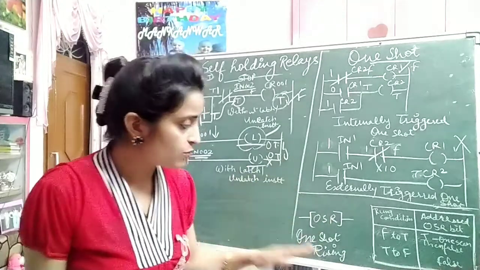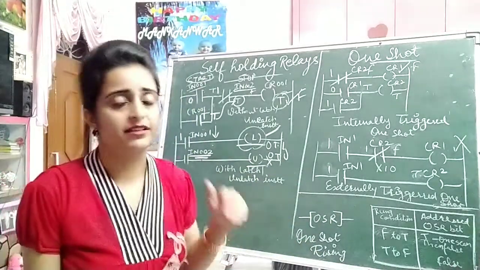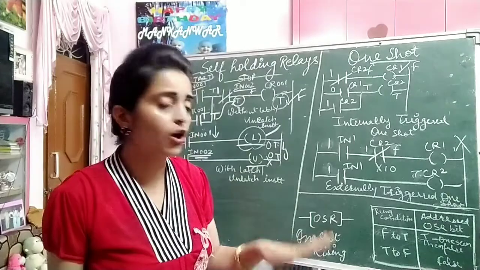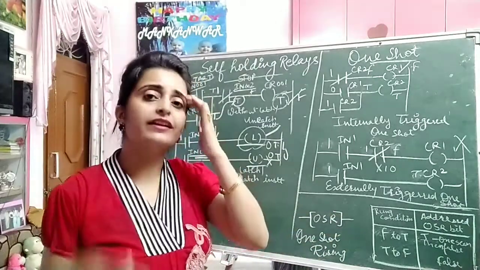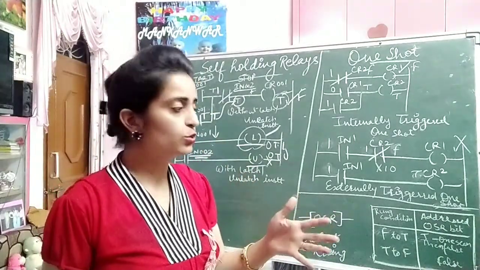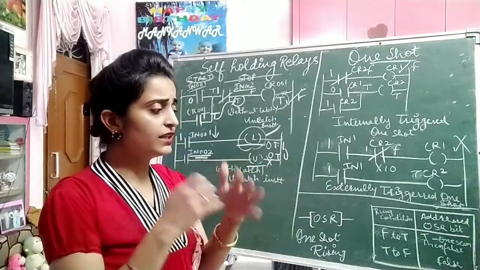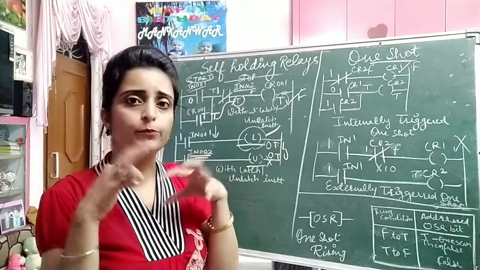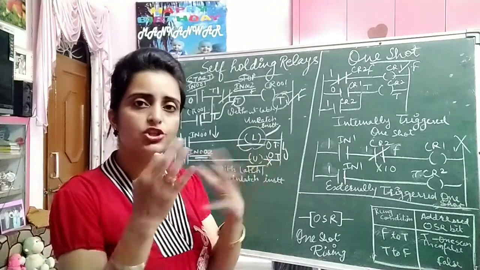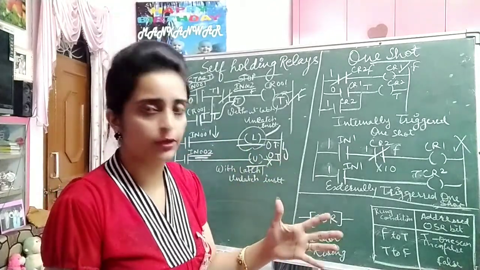Okay, the last one is one shot rising. This is also a bit instruction, one shot rising. It is basically a retentive type of instruction that we use. In this instruction, this is basically used to retain the position of the device that we are connecting it with, right?